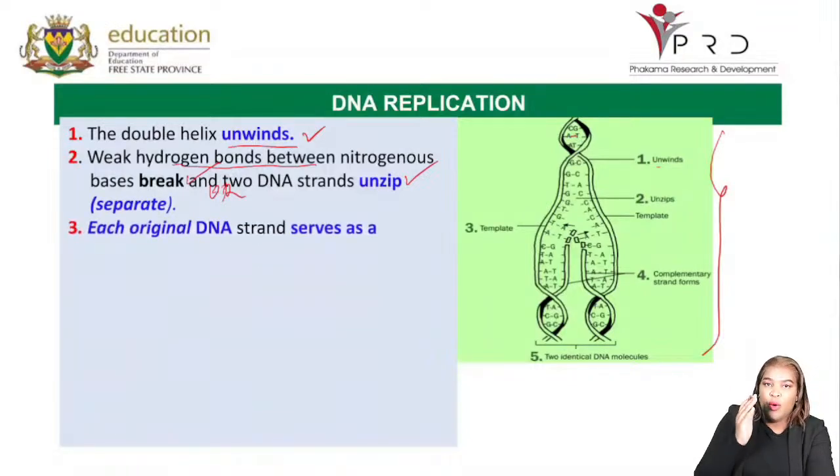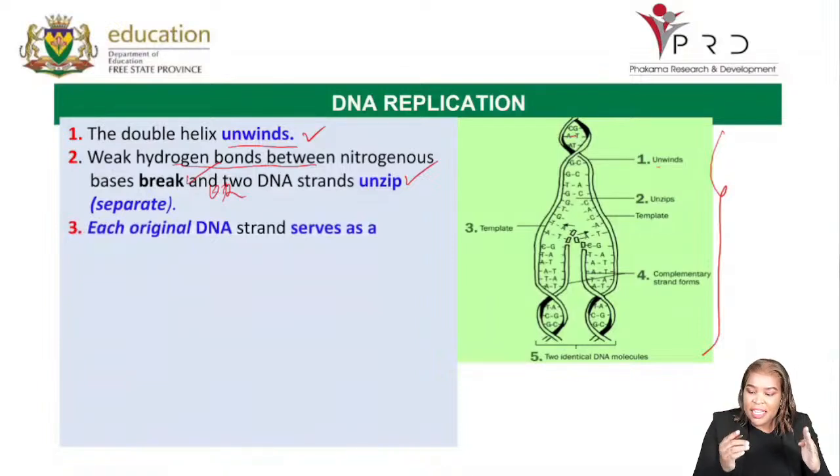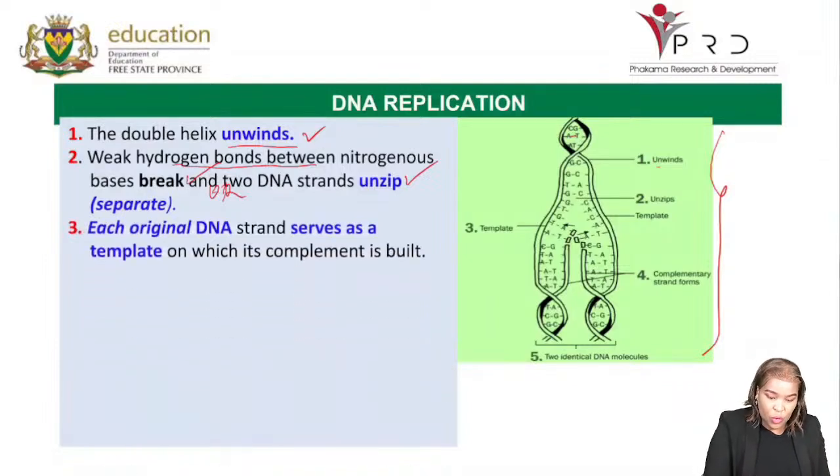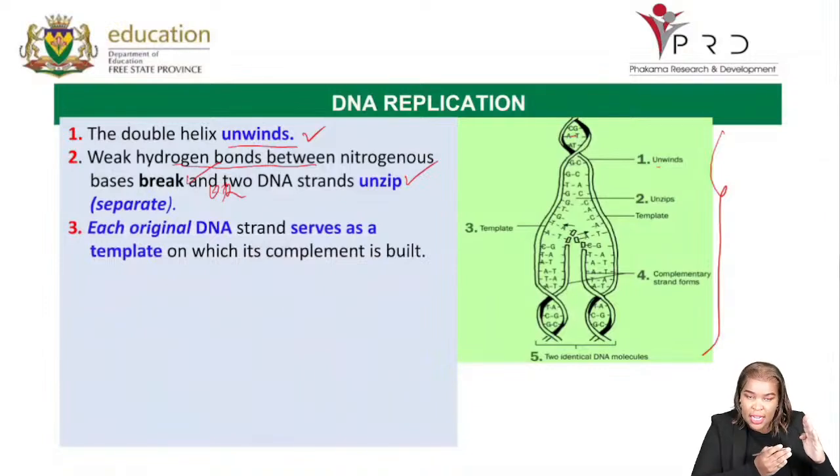3. When it unzips, now you have what? Each original DNA strand is going to serve as a template on which its component is built. So you have one strand unzipping, one strand. Now these are open. So they are open for what? For new strand to form here in the between.